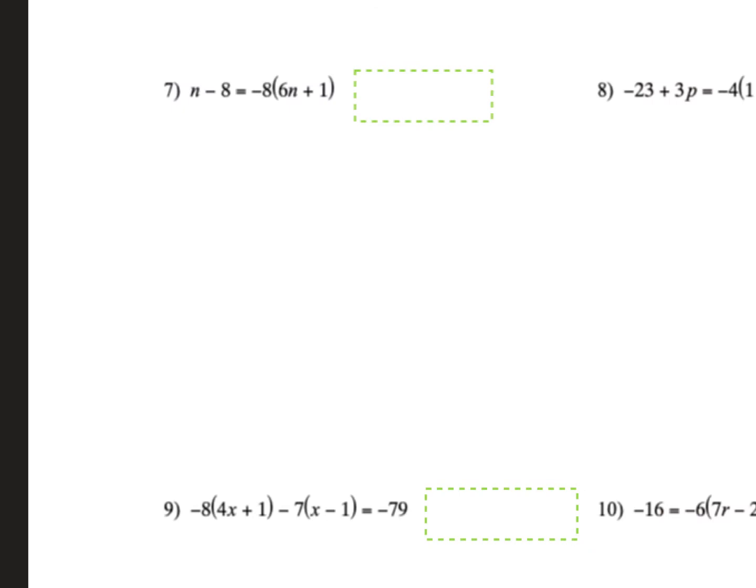Hey mathematicians, in this video we're going to work on the problems from page 2, and even though every problem has its own little trick to it, there are still 3 main questions that you can always keep in mind when you're trying to decide what you need to do in order to solve this equation.